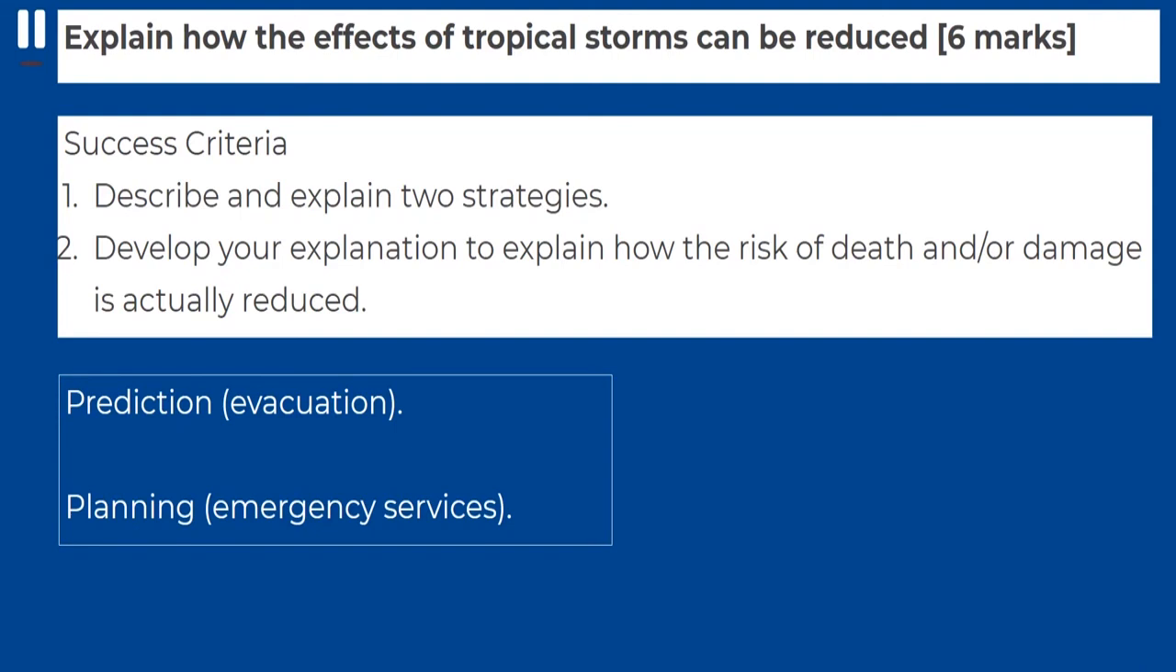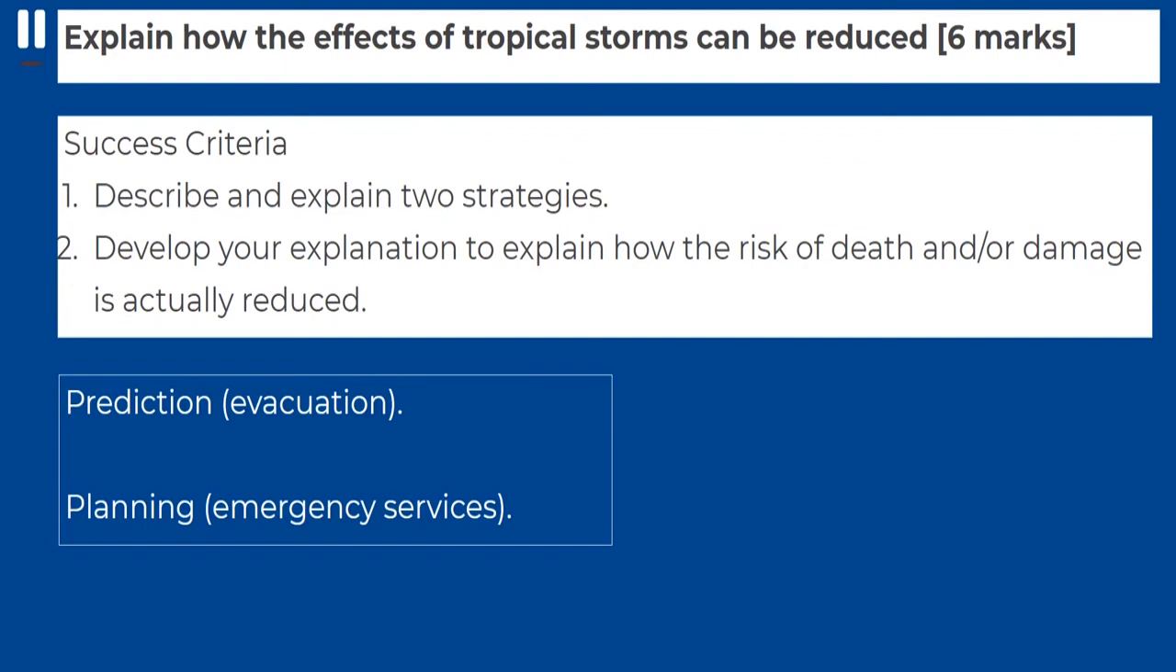But what you must do is develop your explanation to explain fully how the risk of death and or damage is actually reduced. So the 2 that I've selected that I'm going to put into my answer is around prediction and how that can support evacuation, and also planning and how that can encourage the emergency services to be prepared and be ready in case there is a tropical storm event. But you can choose any 2 strategies that you would like to from what we've covered today.